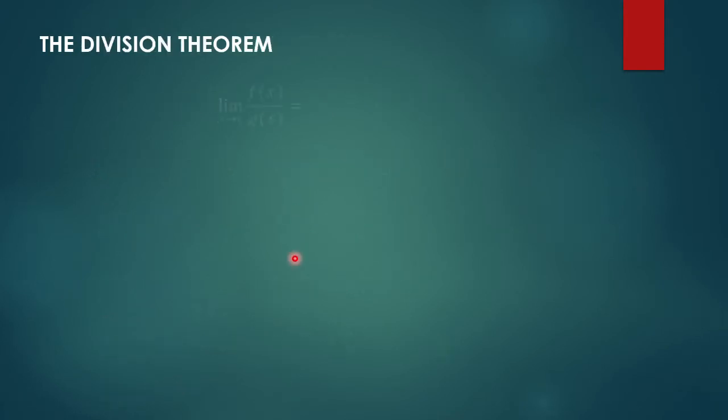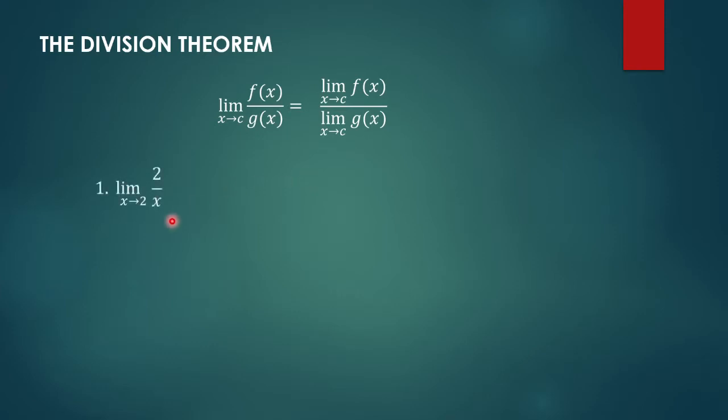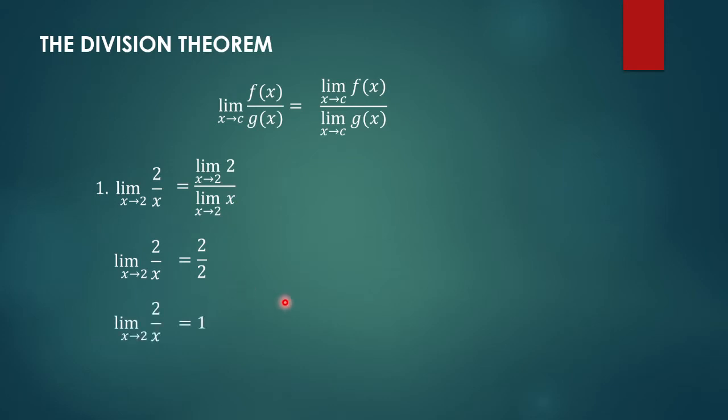For the division theorem, we have the limit of f of x over g of x as x approaches c. So we can have this as the limit of f of x as x approaches c over the limit of g of x as x approaches c. For example, we have the limit of 2 over x as x approaches 2. So we can have this as the limit of 2 as x approaches 2 over the limit of x as x approaches 2. To evaluate, we can have this as 2, because this is the limit of a constant, over the limit of x as x approaches 2, which is 2. To simplify, we have this as 1.